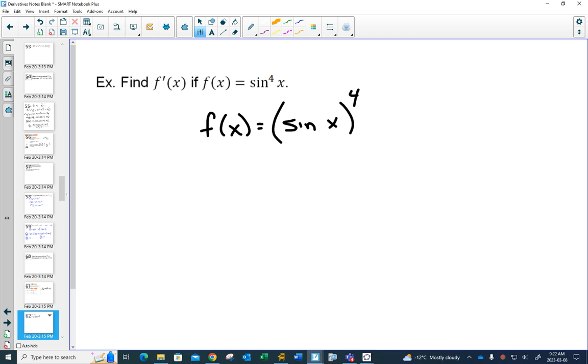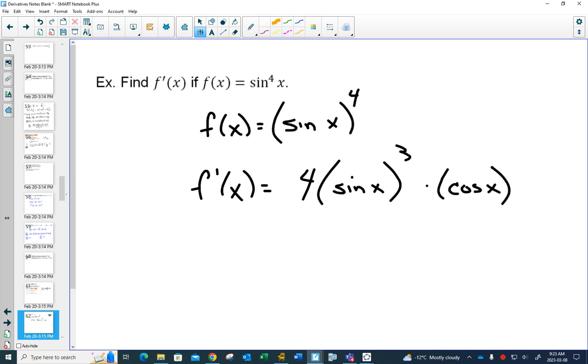So for our chain rule, it's really important that we recognize what's the outside function and what's the inside function. In this case, the power of 4 is the outside function, and sine of x is inside of that. The chain rule says to do the derivative of your outside function and keep your inside function the same, multiplied by the derivative of the inside function.